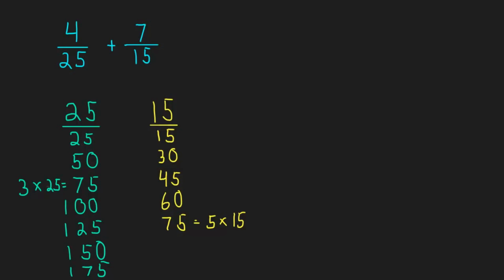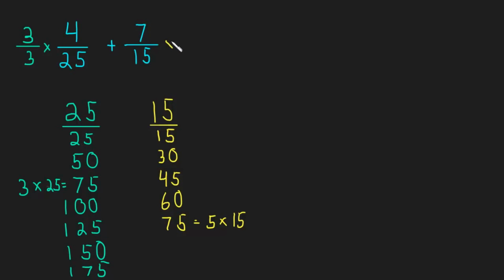Okay, so we know what we need to do now. We're going to multiply this by 3 over 3 because we want this denominator to be 75. But we don't want to change the fraction, so we have to multiply by 3 over 3 because that's the same as multiplying by 1. So we don't change the fraction. We're just changing the way it looks.